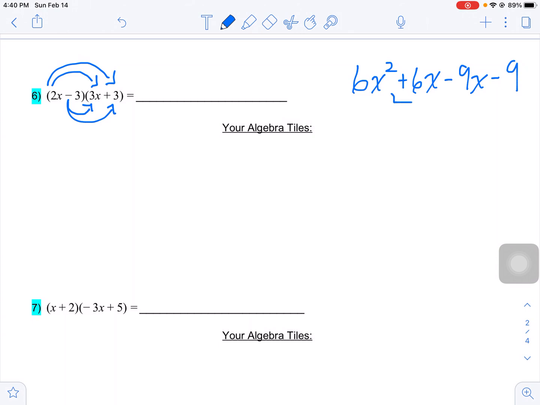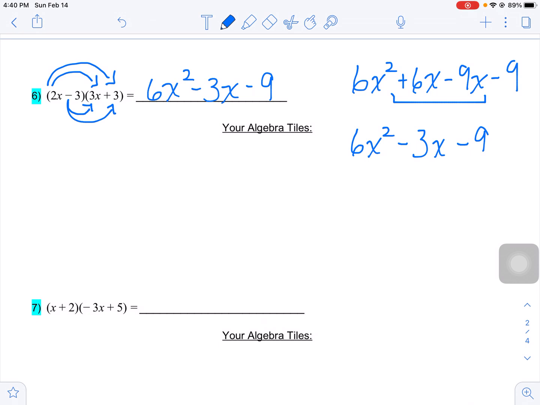Next step here is to just combine these two middle terms that are alike. So bring down the 6x squared. 6x and negative 9x, 6 and negative 9 combine to give you a negative 3x and then minus 9. So in here I've got 6x squared minus 3x minus 9.